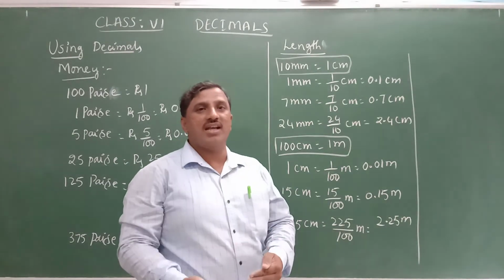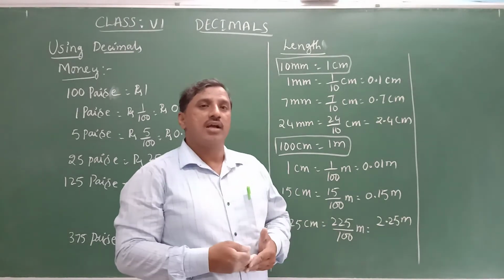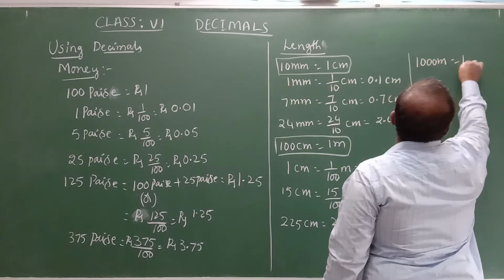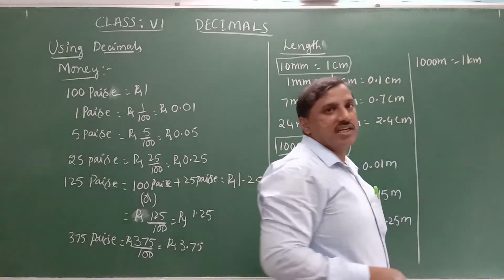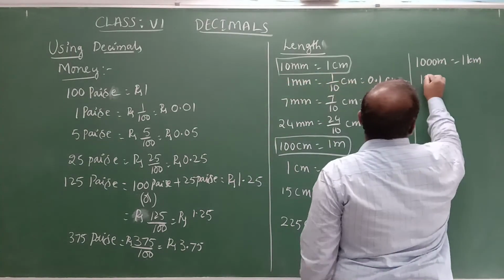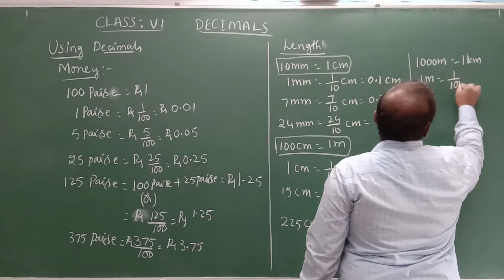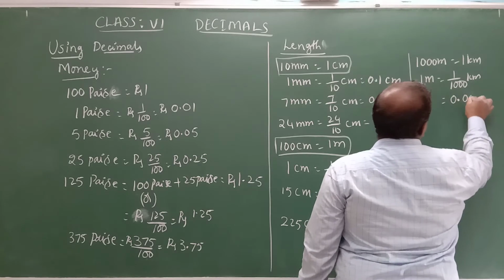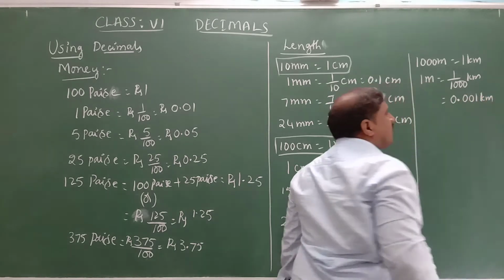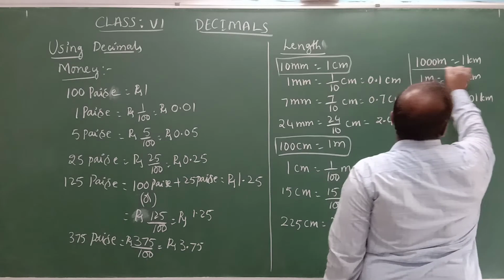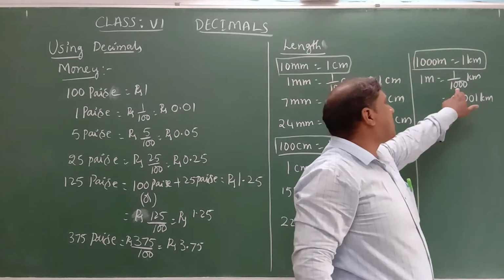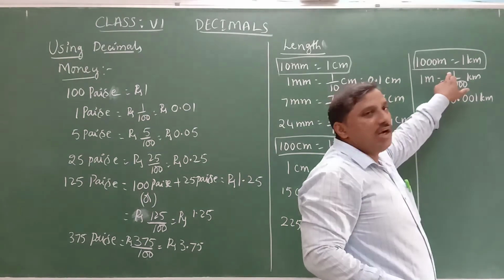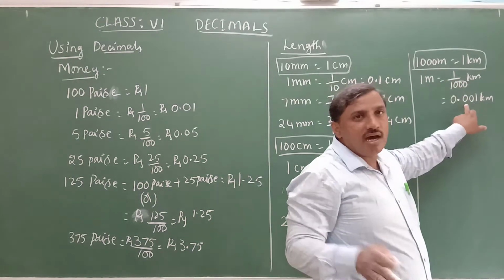Now we have one more relation, that is from meters to kilometers. 1000 meters is equal to 1 kilometer. Now 1 meter is equal to 1 by 1000 kilometers, that is 0.001 kilometer. Here we have 3 zeros, so keep the decimal point after 3 digits from the right side. But there is only 1 digit, so the remaining 2 digits are zeros.